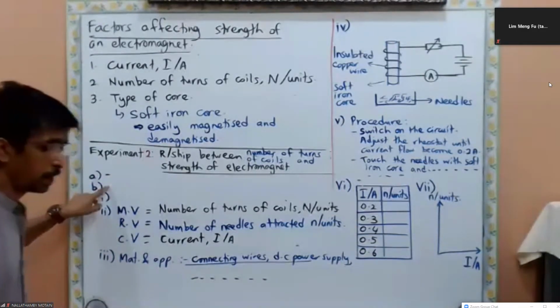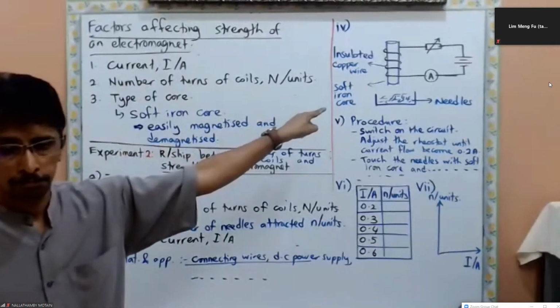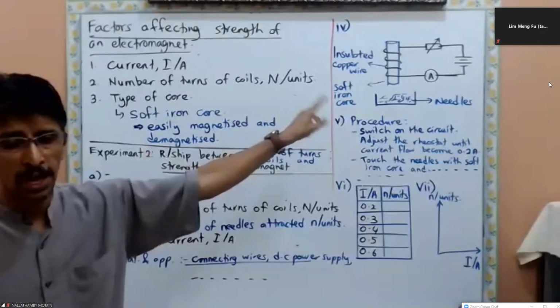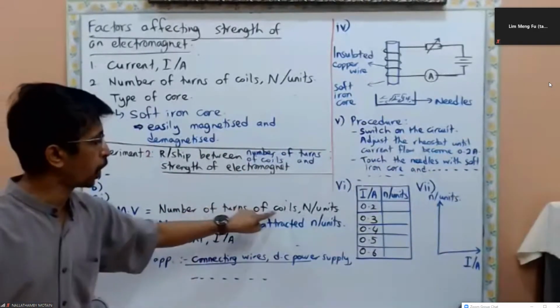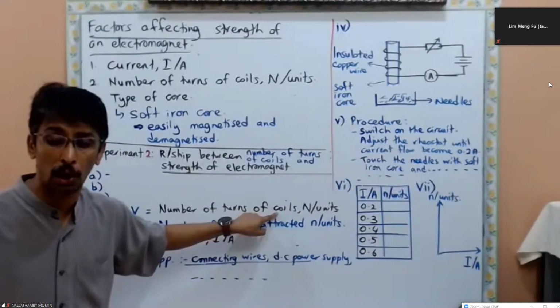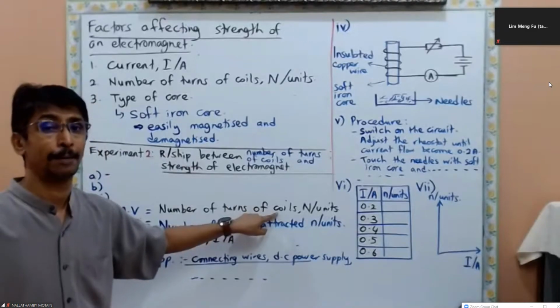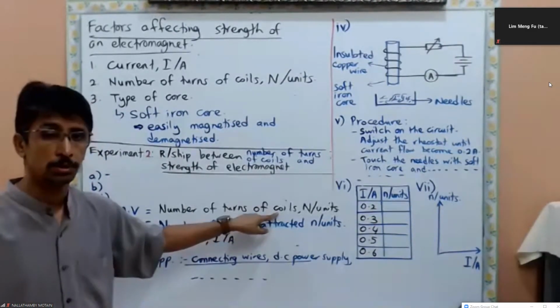Okay, then for B onward, it must be based on the experiment. So for B, when the number of turns of coils increases, I'll give you time, you can write first.